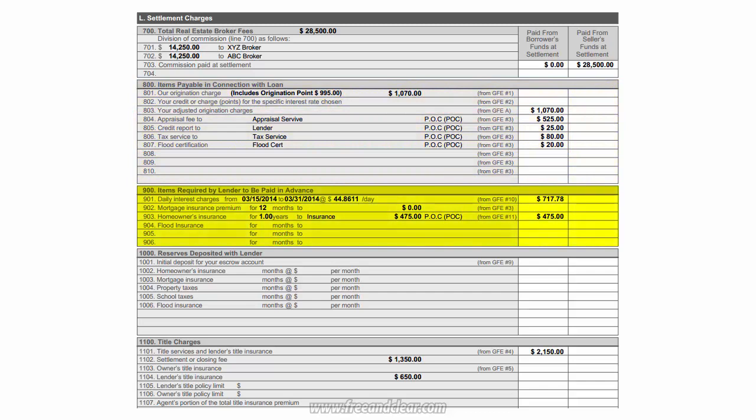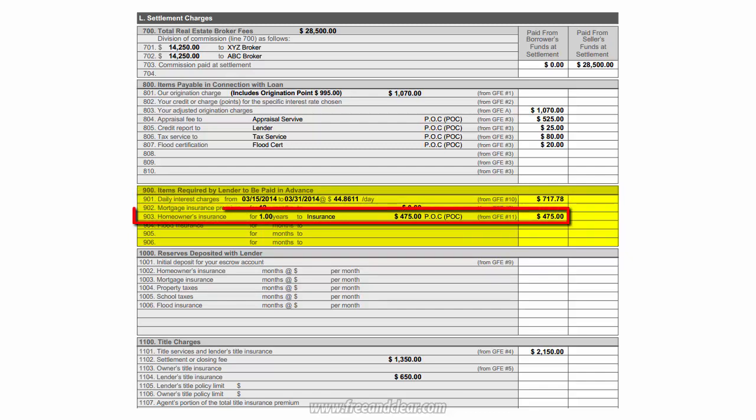The next category is items that the lender requires the borrower to pay in advance that the borrower will continue to pay after the mortgage closes. First, we have daily interest charges. As part of your closing costs, you're required to pay the lender interest charges from the day your mortgage closes until the end of the month in which your mortgage closes. In this case, we show our mortgage closing on the 15th, so we are required to pay interest for 16 days.